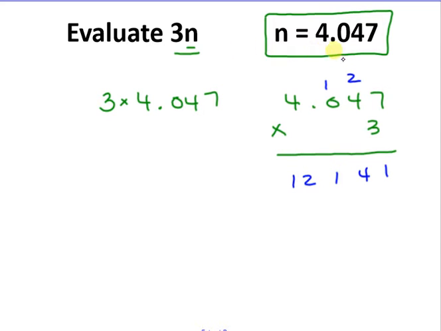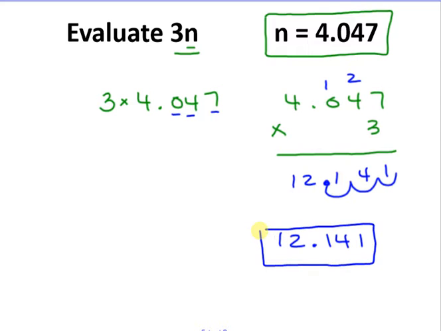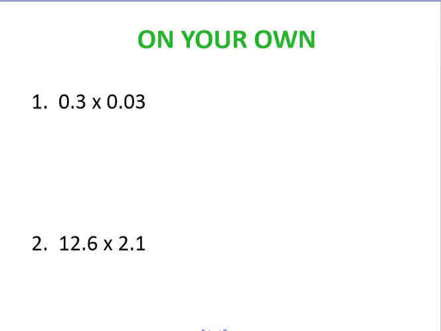How many numbers are after the decimal point in the original problem? There's no numbers here after the decimal, and then there's 1, 2, 3 numbers there. So I'm going to start from the end, and I'm going to go 1, 2, and 3. So my final answer is 12.141. All right, you go ahead and try these two on your own.